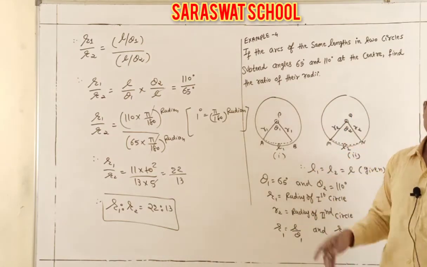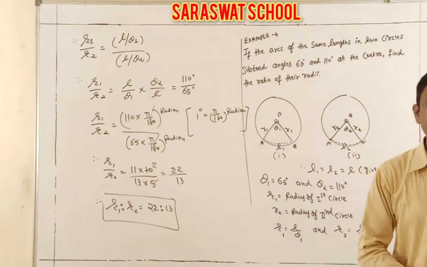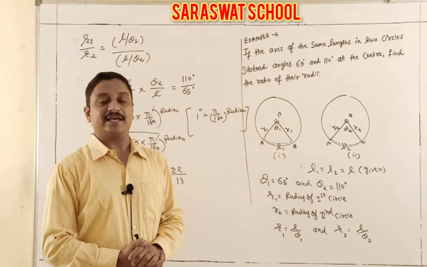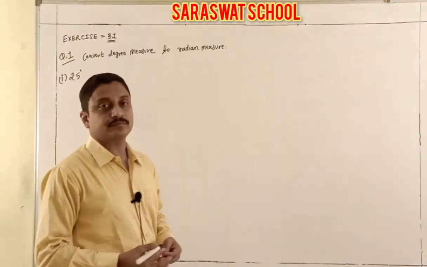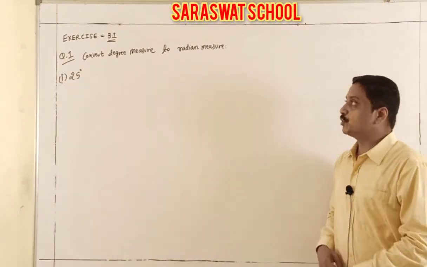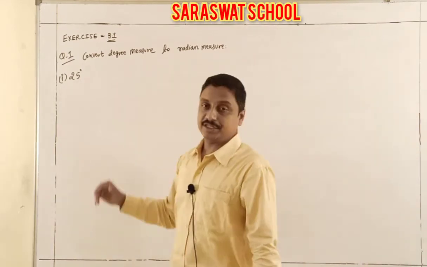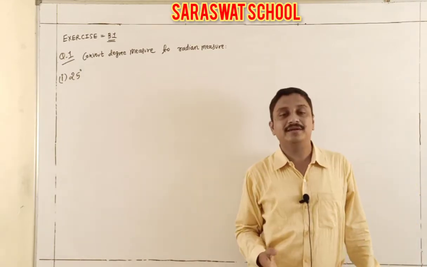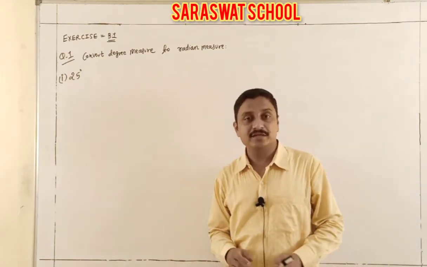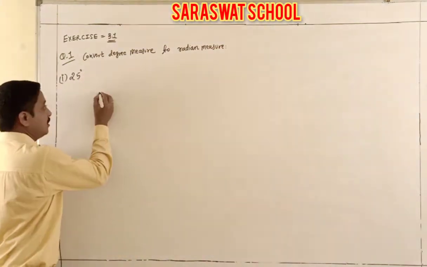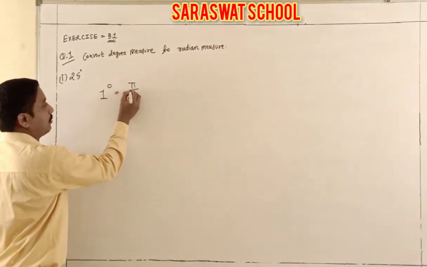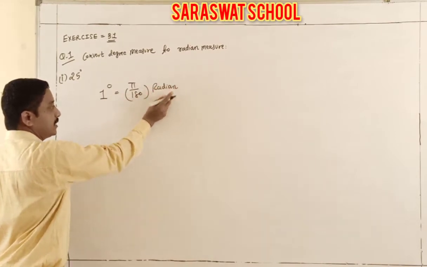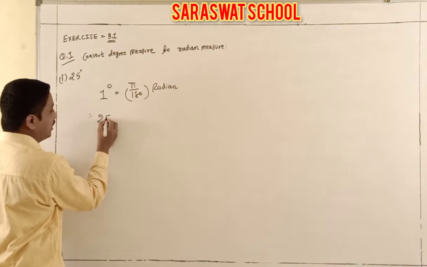Now students, ending this example 4, I am going to our next exercise, Exercise 3.1, first question. Slowly I start. Convert degree measure to radian measure. The degree measure is given and I want the radian measure. You know the formula: 1 degree is equal to pi by 180 radian.